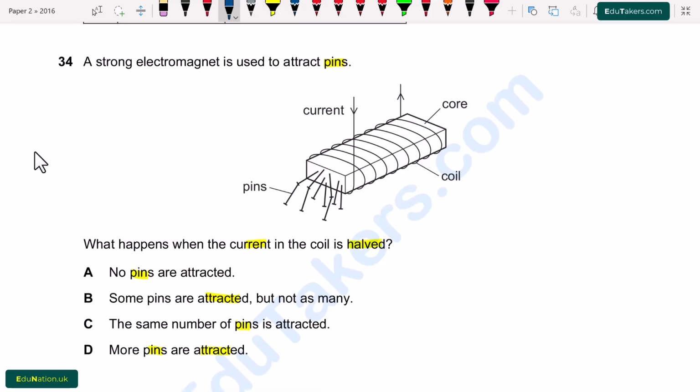First of all, here the current is halved. I write here, current will be equal to 1 over 2 I. By decreasing the current, the strength of the electromagnet decreases. It means that by decreasing the strength of the electromagnet, some of the pins are attracted but some fall down. From here, option B is correct, which shows that some pins are attracted but not as many.